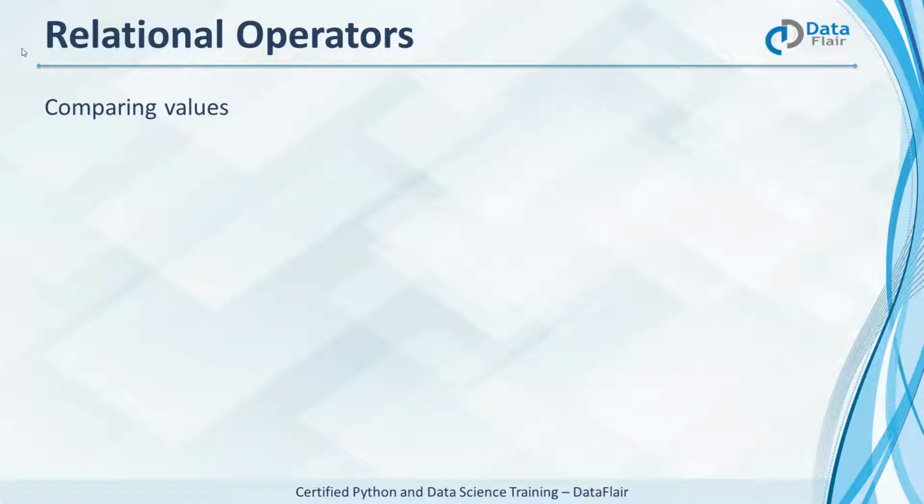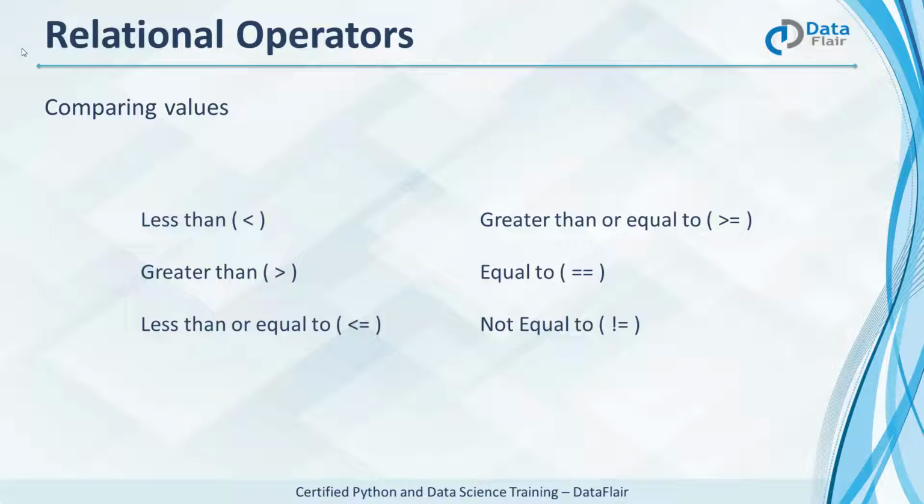Arithmetic operators are binary operators in that they operate on two values. Other binary operators are relational operators. These let us compare values. We have 6 of these: less than, greater than, less than or equal to, greater than or equal to, equal to, and not equal to.